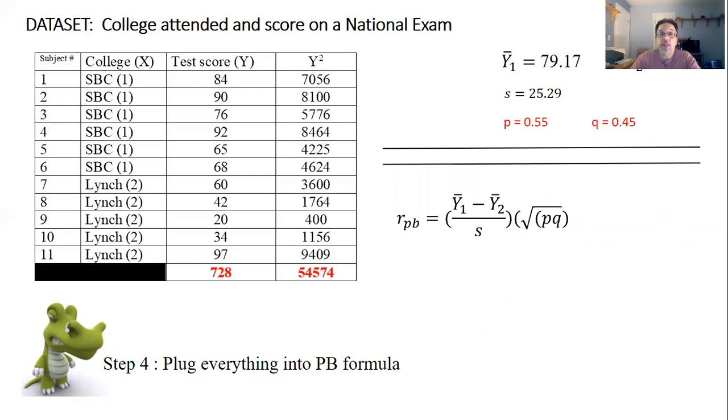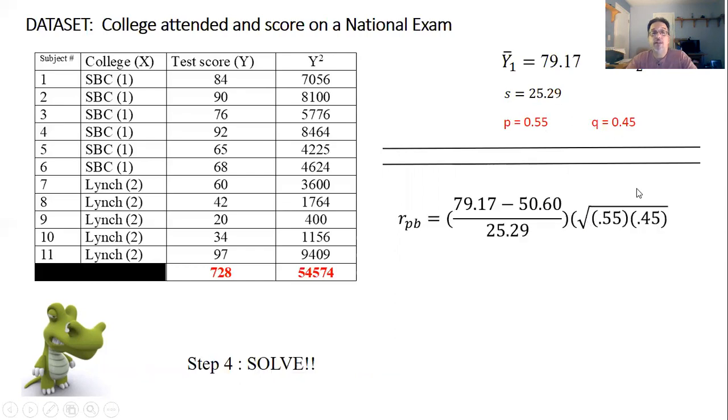Okay, so here's our formula again. We're going to plug everything into the point biserial formula. Y1, 79.17, Y2, 50.6, divided by S, 25.29, multiplied by the square root of P, 0.55, times Q, 0.45. So if you plug it in, this is what the next step should be. And then we are going to solve. And by we going to solve, I have already solved it. It's on the next slide.